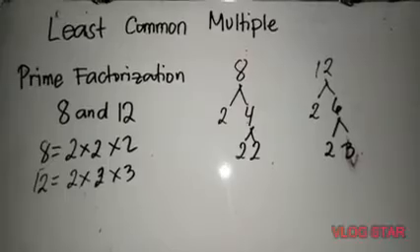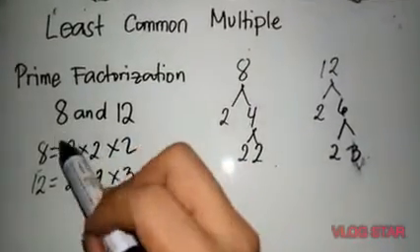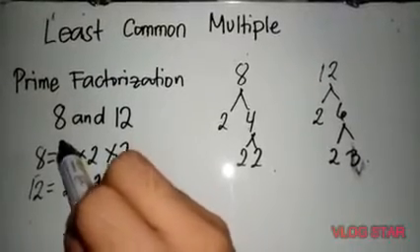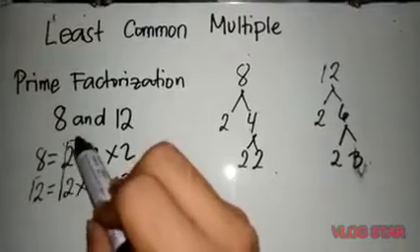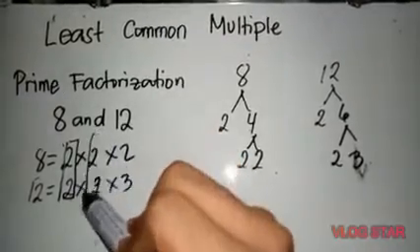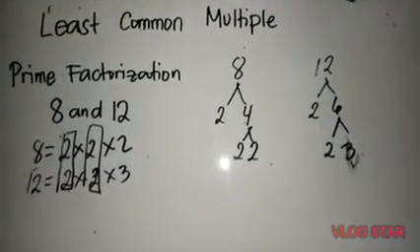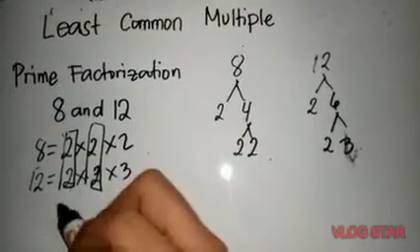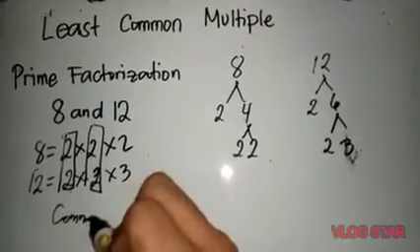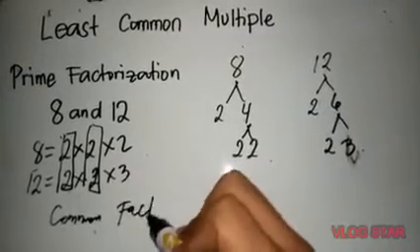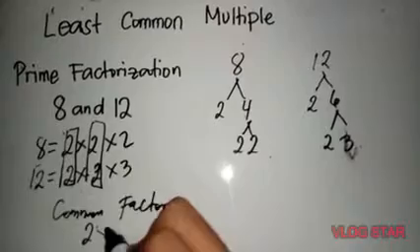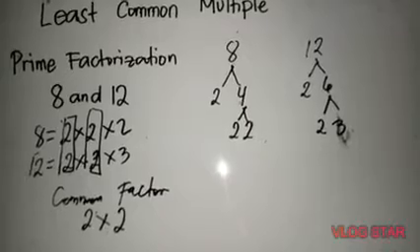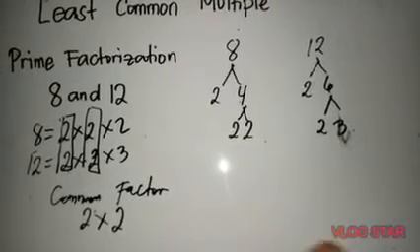After writing the prime factorization of the two numbers, determine the common prime factors. So the common factor of 8 and 12 is 2 times 2.